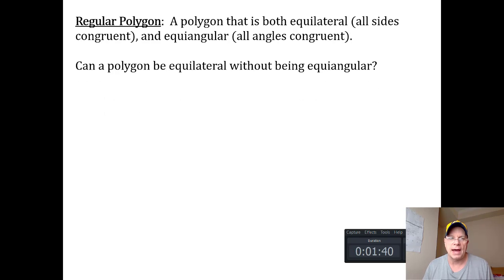The first question I want to ask is, do you think a polygon can be equilateral? So do you think that you could have a polygon with all sides the same length, but not all angles the same measurement? Do you think that's possible? Pause and think about that for a second.